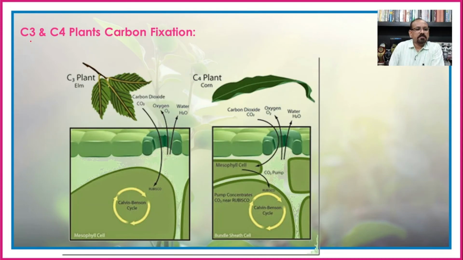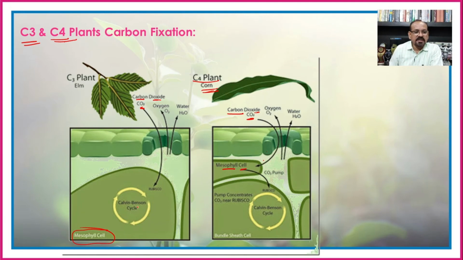Now, if you compare the C3 and the C4 plants, in C3 plants the carbon dioxide from the atmosphere enters into the mesophyll cell. And the carbon dioxide from the environment in C4 plants like corn also enters into the mesophyll cell. So both are the same.